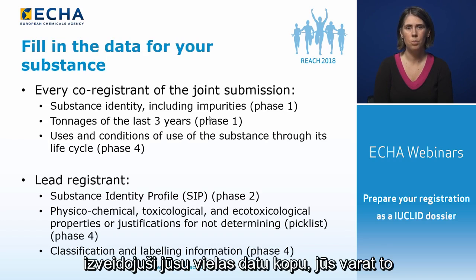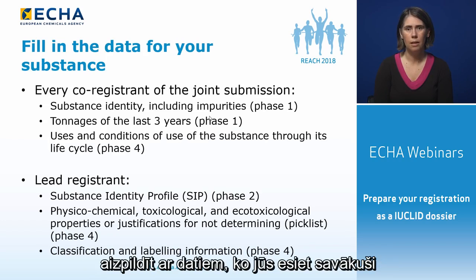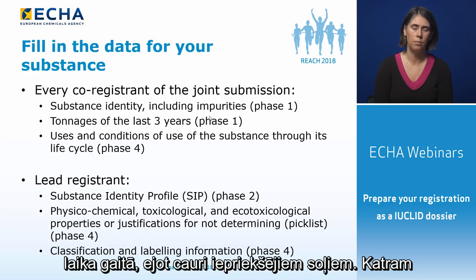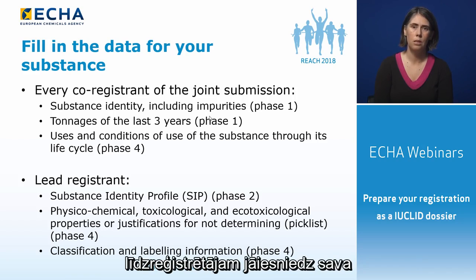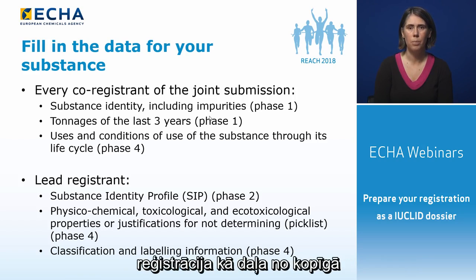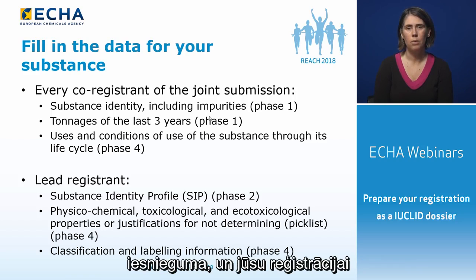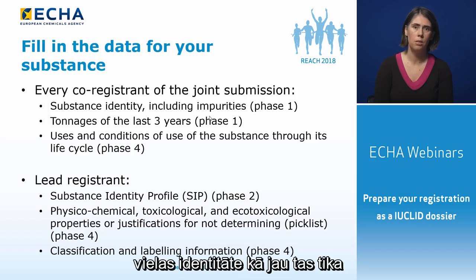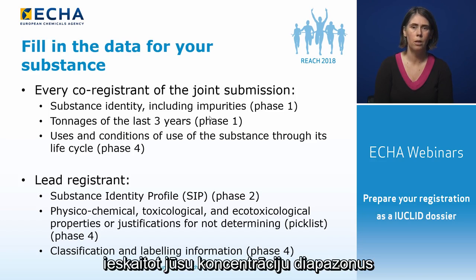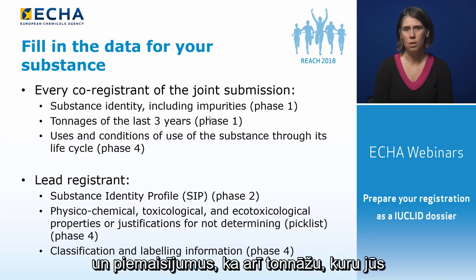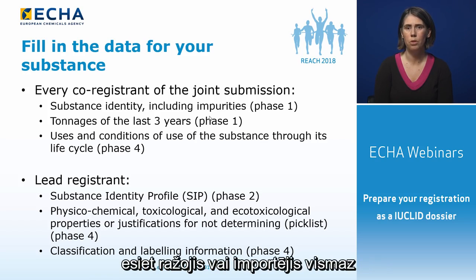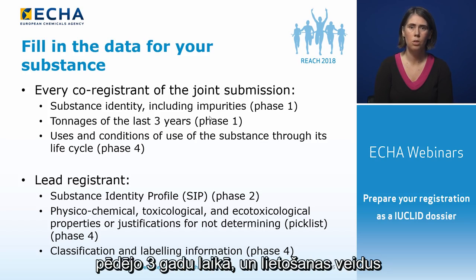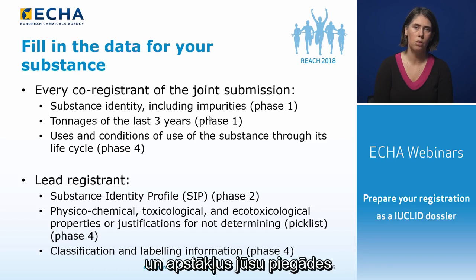Once you have created your substance dataset, you can fill in the data you have gathered throughout the different phases. Each co-registrant needs to submit their own registration as part of the joint registration, and your registration dossier needs to contain, firstly, the identity of your substance, as we discussed in the Phase 1 webinar, including your own concentration ranges and impurities, and also the tonnages you have manufactured or imported during at least the last 3 years, and the uses and conditions of use in your supply chain throughout the life cycle of the substance.